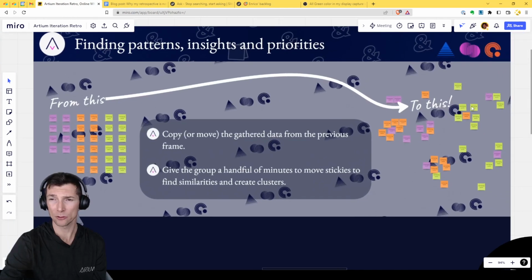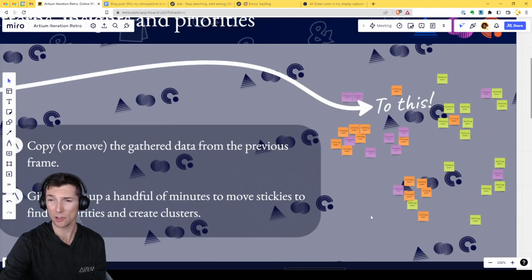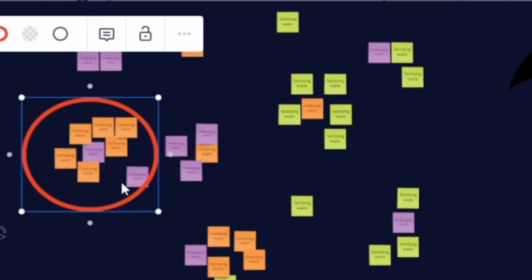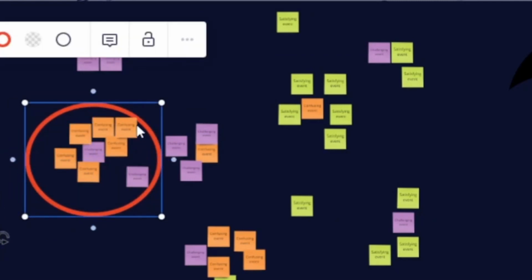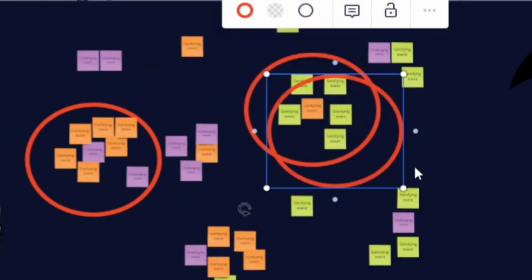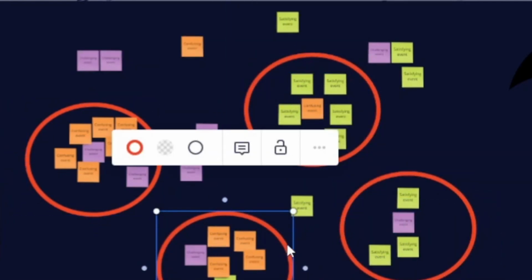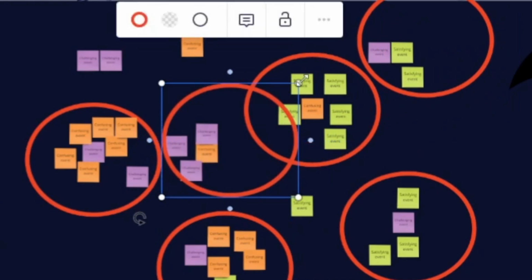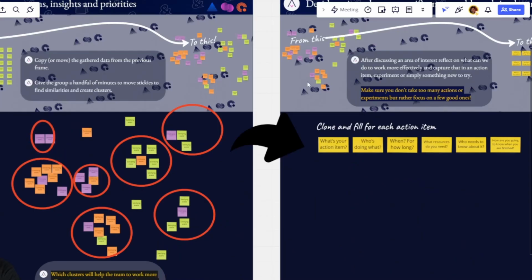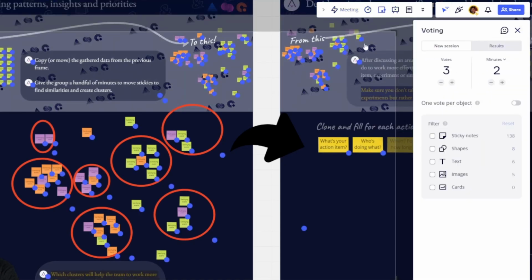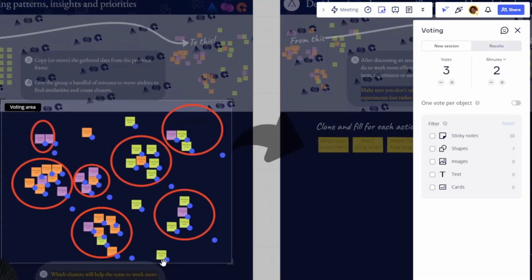And we want to go from that to this, to clusters of those events. So I give the group a few minutes to create those clusters. And if I have a lot of those clusters, I try to prioritize, asking which clusters will help the team work more effectively, will help the team the most. And so we vote and we prioritize those discussions because unfortunately we don't have infinite time. So we need to prioritize.